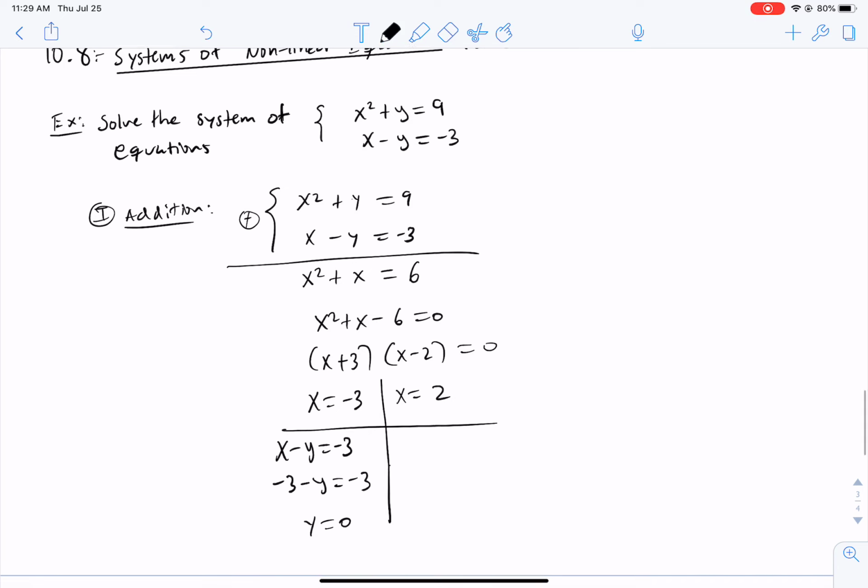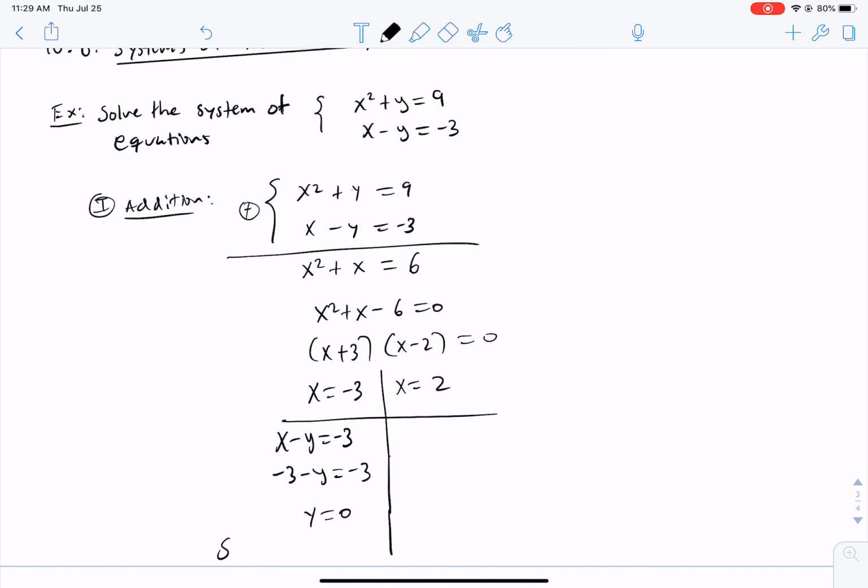And so on the left side, we get this solution: x is equal to negative 3 and y is equal to 0. On the right side, if x is equal to 2, I have x minus y equals negative 3. That means 2 minus y is equal to negative 3. That means that y is equal to 5. And we get this solution on the right side: x equals 2 and y is equal to 5.